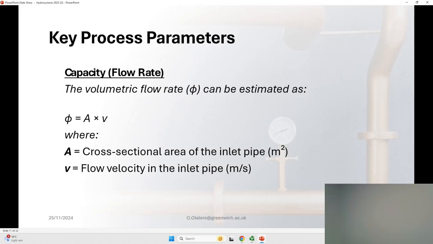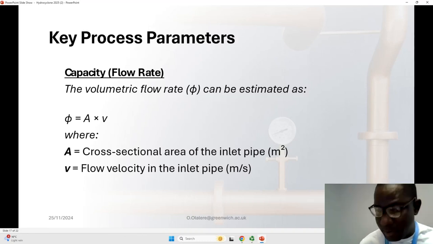So when you have your inlet pipe like this, this area and the velocity give your capacity. Because don't forget, I told you that there are two key things to look into: the feed stream parameters and the geometry. So under the feed stream, we have the cross-sectional area of the inlet pipe and the flow velocity in the inlet pipe.